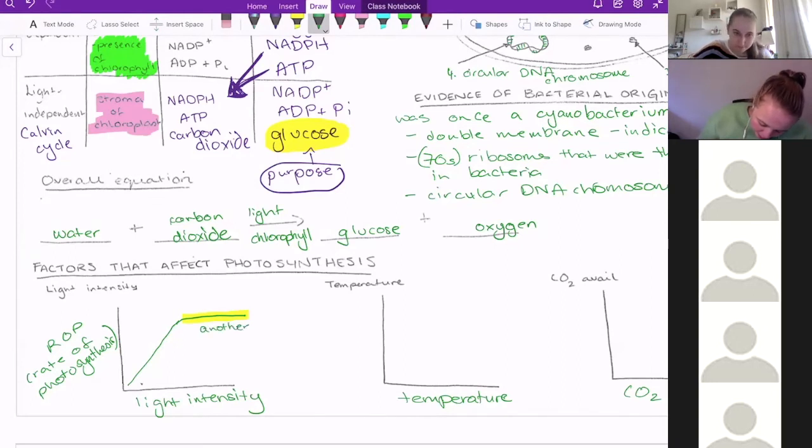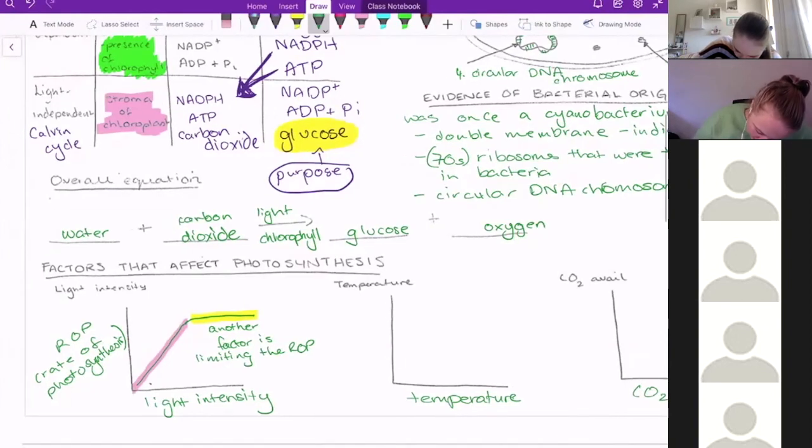What that means is that up at this stage here, another factor is limiting the rate of photosynthesis. In this pink section, light intensity is what's limiting the rate of photosynthesis. Plateau is one of those really weird words to spell.